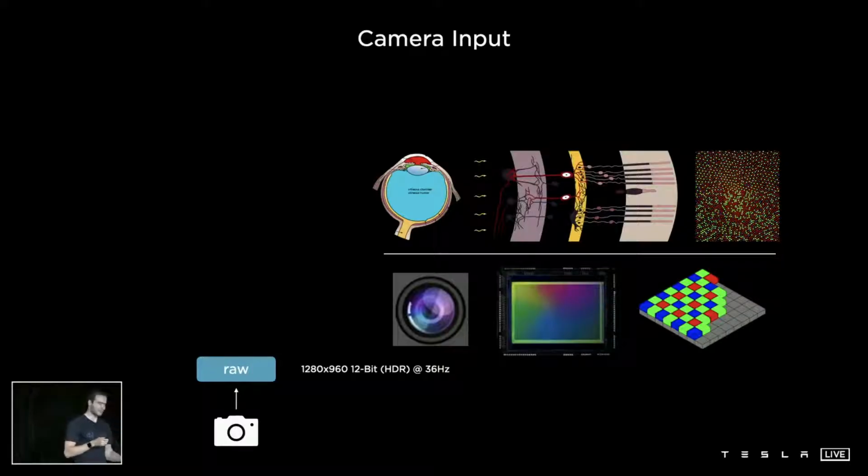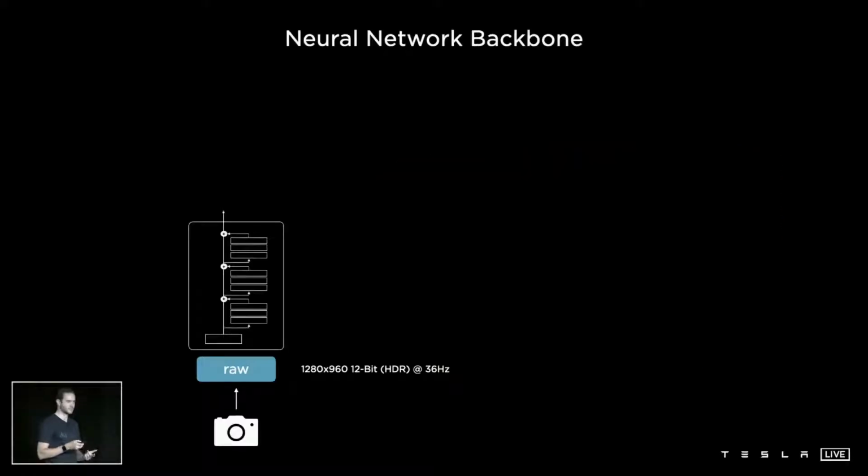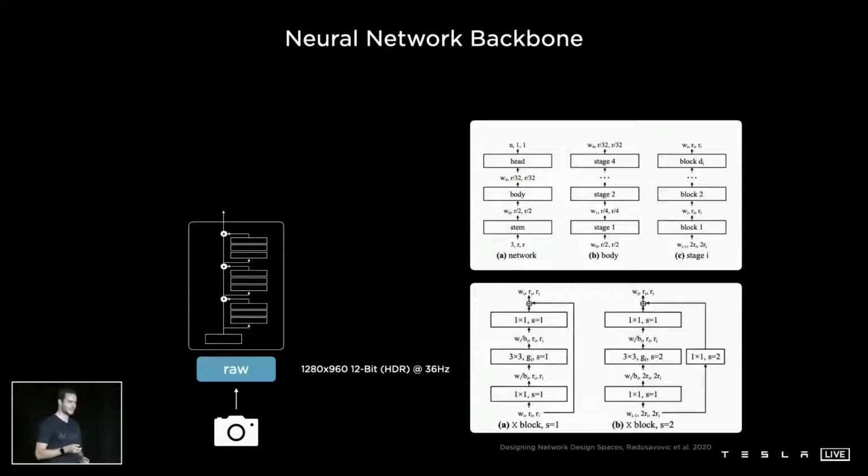We take a 1280 by 960 input, and this is 12-bit integers streaming in at roughly 36 hertz. Now we're going to process that with a neural network. So we instantiate a feature extractor backbone. In this case, we use residual neural networks. So we have a stem and a number of residual blocks connected in series. Now, the specific class of ResNets that we use are RegNets, because RegNets offer a very nice design space for neural networks because they allow you to very nicely trade off latency and accuracy.